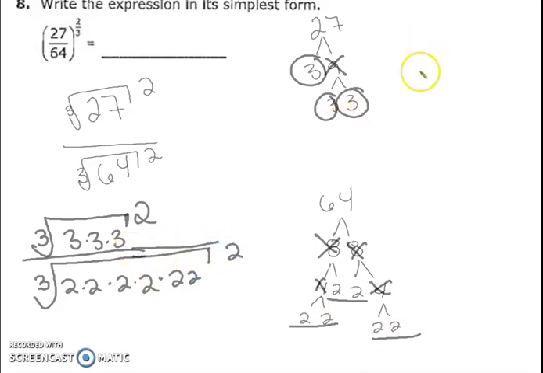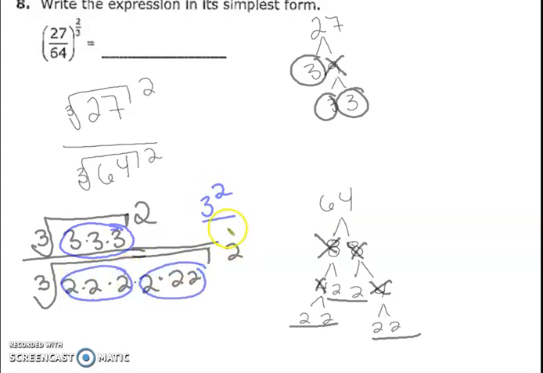Okay? So all I've done now is rearrange. I know I need to come out in groups of 3 because I've got a 3 in front. So 3 squared is what I have on top. Down here I have 2 times 2 squared. So what is 3 squared? And what is 4 squared? 16. So 9 over 16 is your answer.